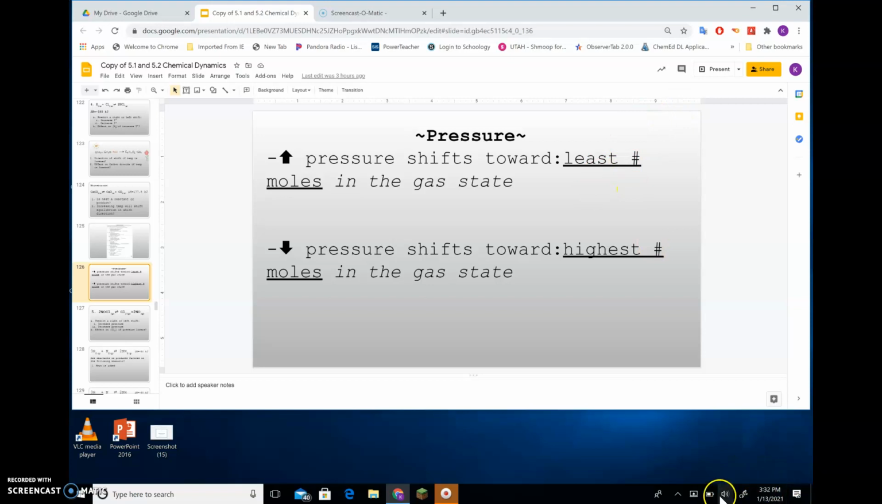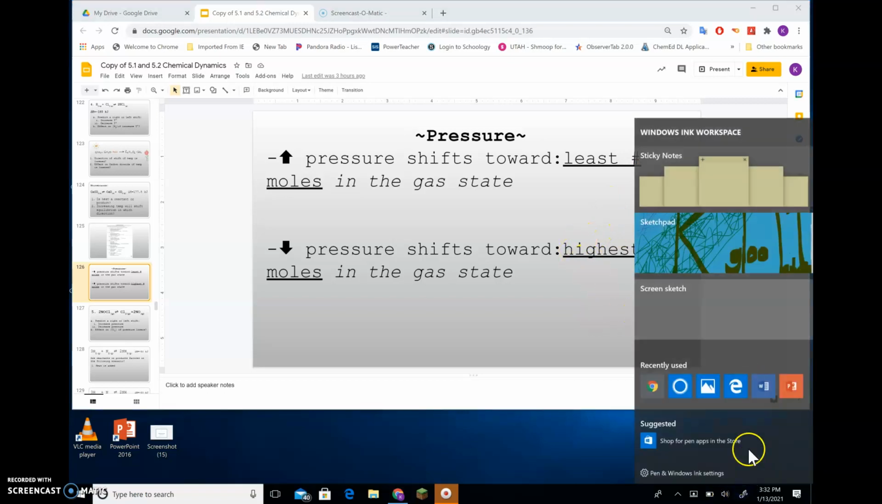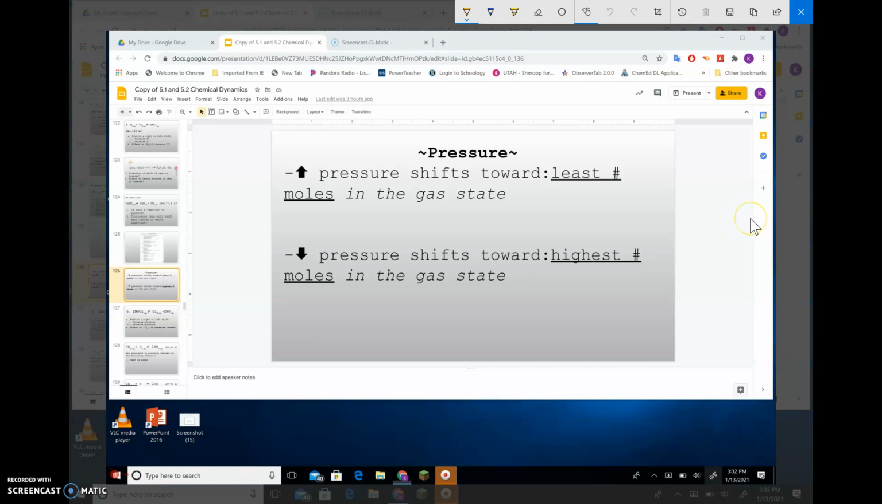Okay, with pressure, if we increase the pressure, it's going to shift towards the least number of moles in the gas state. Okay, the gas state is very important when we're talking about pressure. In a gas state compared to solid and liquid, a gas can condense when the temperature gets colder, and it can expand when the temperature gets warmer. So what I want you to think about is if you have an inner tube on a hot sunny day, and you're going to go float in a tube. If it's warm outside, your inner tube is going to feel very firm. If you filled it up, it's going to feel very firm.